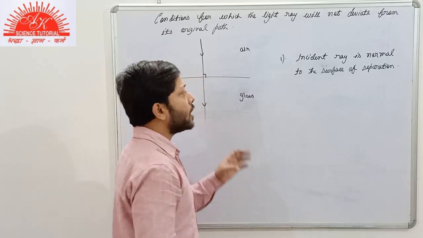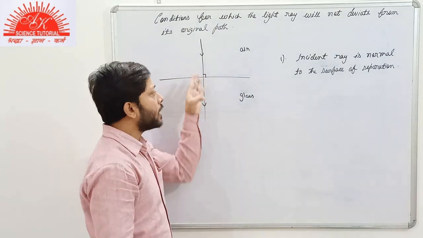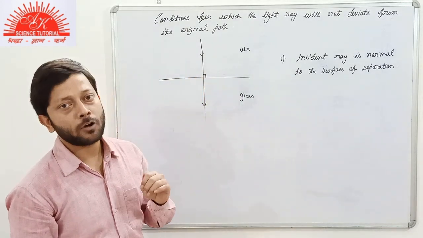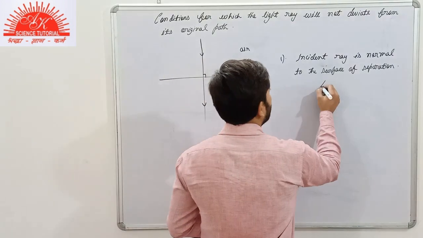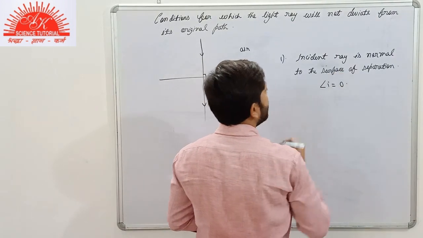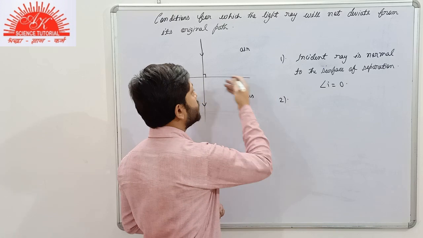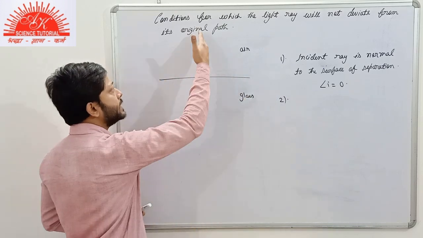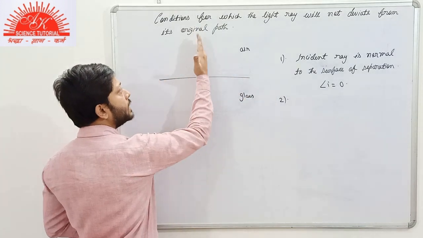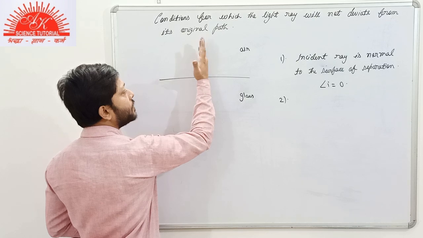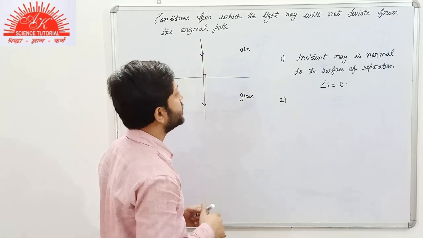So this was our first condition for which the light ray will not deviate at all from its original path. And for it, the angle of incidence will be 0, because the incident ray and the normal overlap each other. So the angle between them is 0. Angle of incidence is 0.